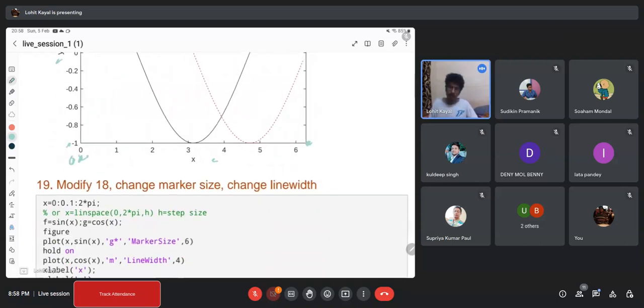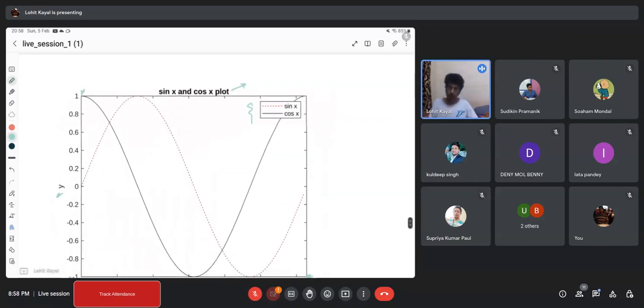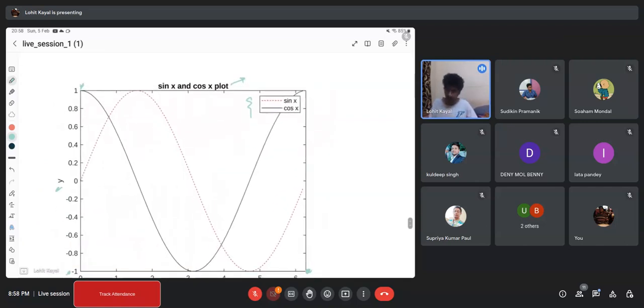Then again modify this picture. This is not beautiful enough, so I want to visualize this clearer. I will visualize this better.